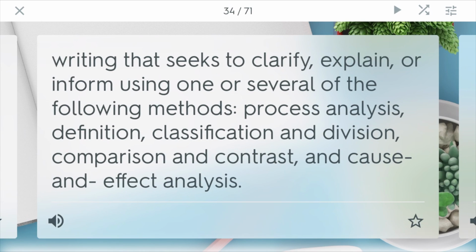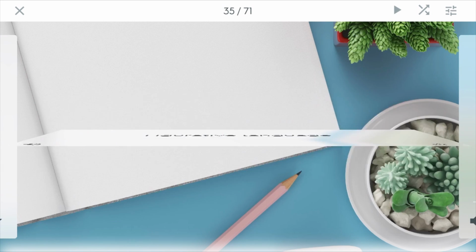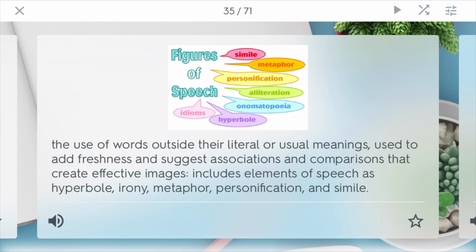Exposition is writing that seeks to clarify, explain, or inform, using one of several of the following methods: process analysis, definition, classification and division, comparison and contrast, and cause and effect analysis. Figurative language is the use of words outside their literal or usual meanings. They're used to add freshness and suggest associations and comparisons that create effective images, and these could include elements of speech such as hyperbole, irony, metaphor, personification, and simile.